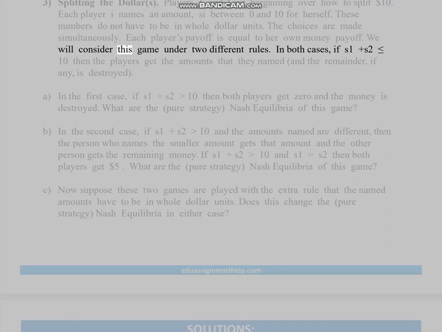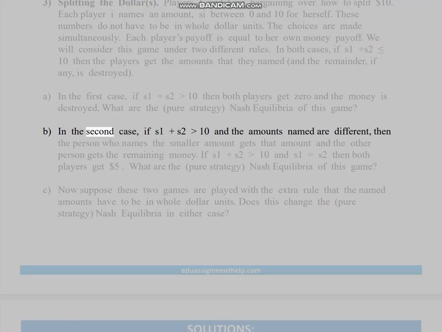We will consider this game under 2 different rules. In both cases, if s1 plus s2 is less than or equal to 10, then the players get the amounts that they named, and the remainder, if any, is destroyed. A. In the first case, if s1 plus s2 is greater than 10, then both players get 0 and the money is destroyed. What are the pure strategy Nash equilibria of this game?